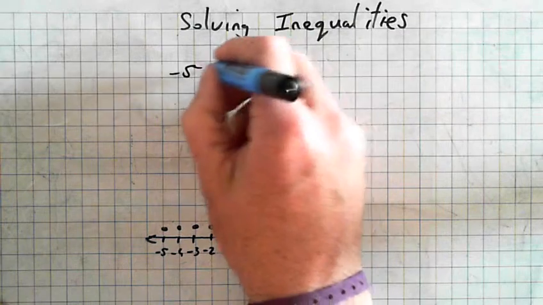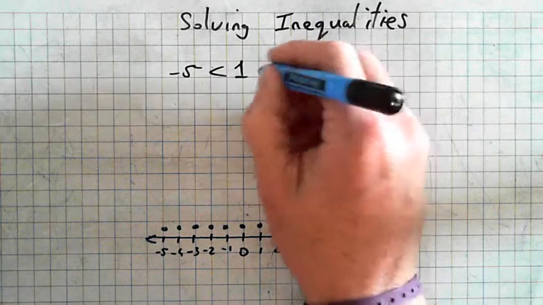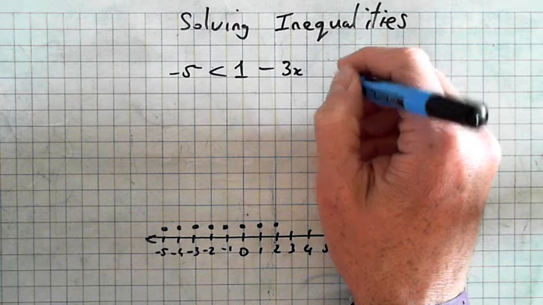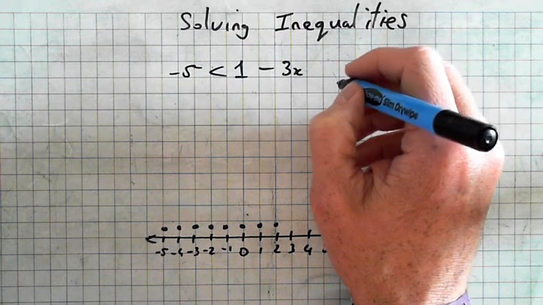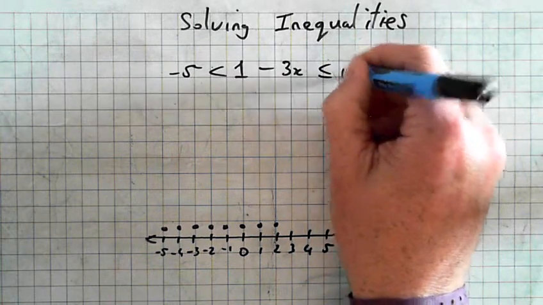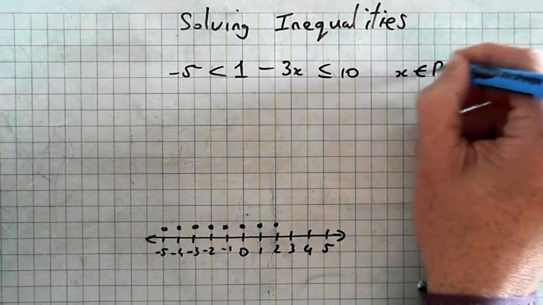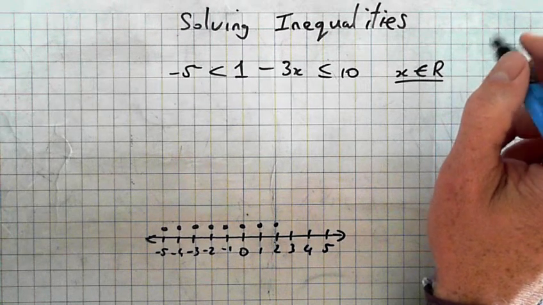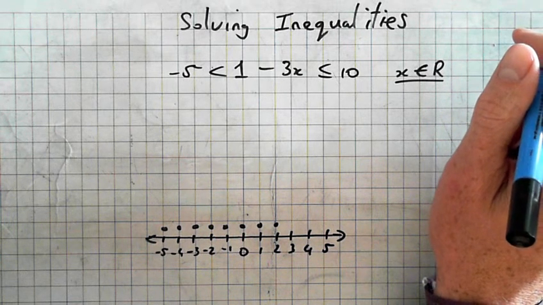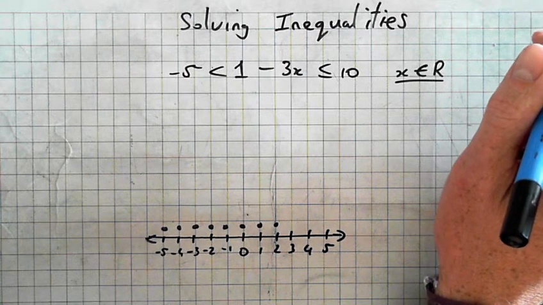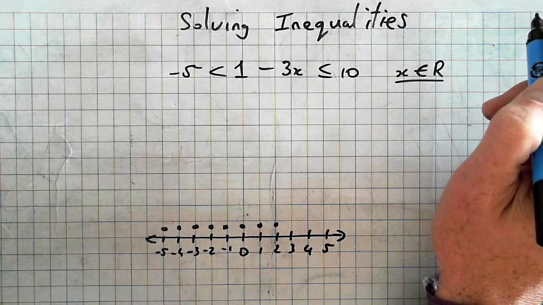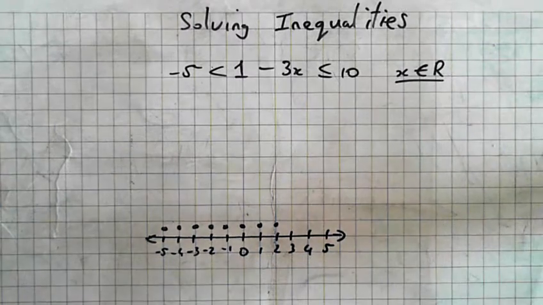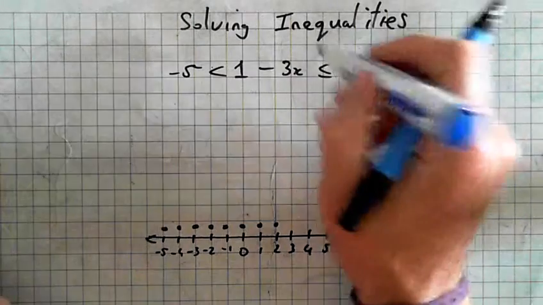Right. Minus 5 is less than 1 minus 3x, and less than or equal to 10. x an element of the real numbers, so we'll be doing a thick black line. Alright, so the first thing we'll do is solve one inequality and then we do the other one. So the first inequality is this bit here.